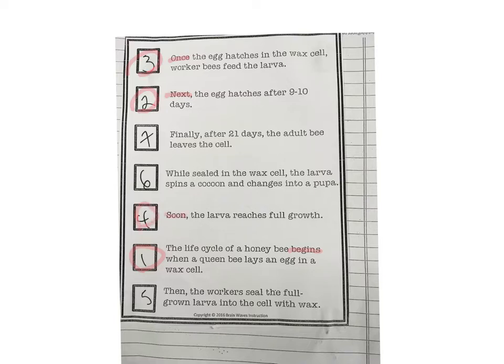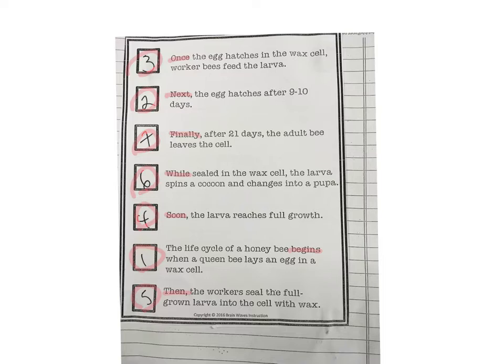4. Soon, the larva reaches full growth. 5. Then, the workers seal the full-grown larva into the cell with wax. 6. While sealed in the wax cell, the larva spins a cocoon and changes into a pupa. 7. Finally, after 21 days, the adult bee leaves the cell.